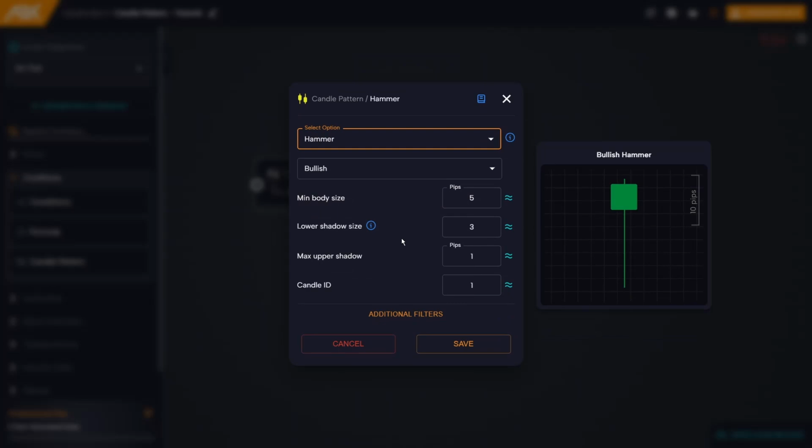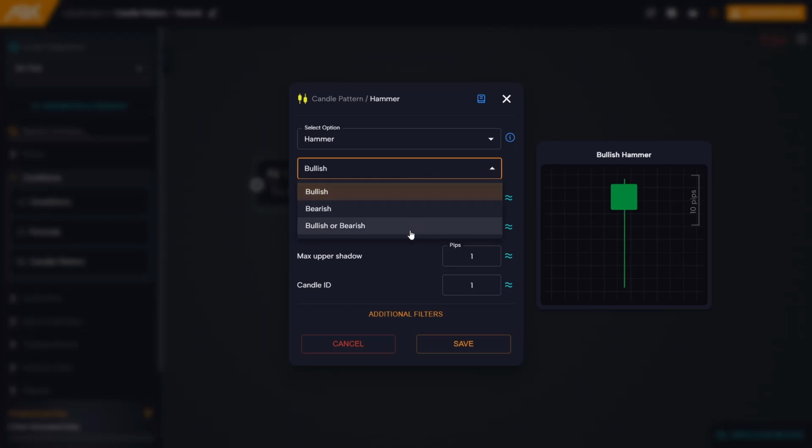Again, as before, we can determine the hammer as bullish, bearish, or bullish or bearish. In this case, however, we can customize the hammer in pips. The first option we encounter is min body size. This value refers solely to the body of the candle, excluding the shadows. When we use the value 5, for example, it means the body of the candle must be at least 5 pips. And all candles with a body larger than 5 are considered valid.